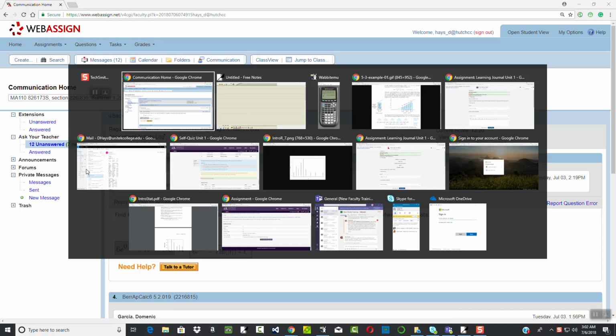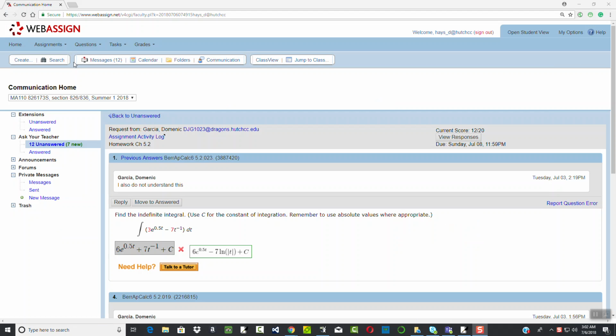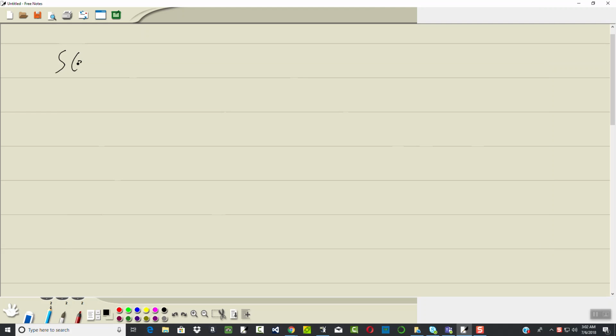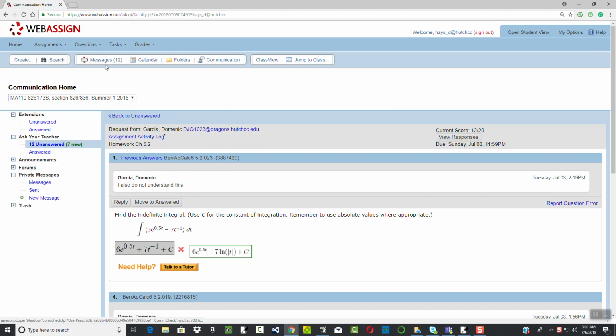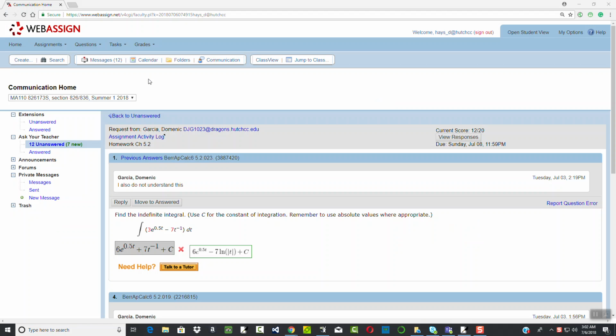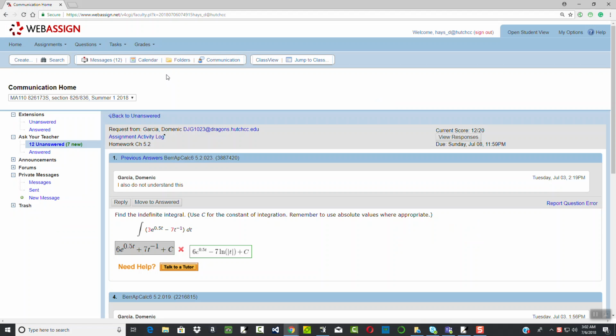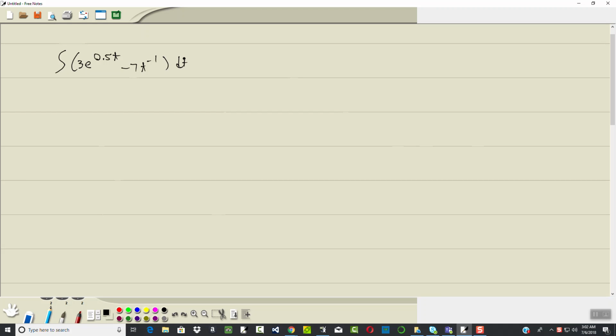Let's take a look at this problem. We've got the integral of 3e to the 0.5t power minus 7t to the negative 1 dt. I can split these up into separate integrals. So this would be the integral of 3e to the 0.5t dt minus, I take that 7, put it out in front, and this would be t to the negative 1 dt.